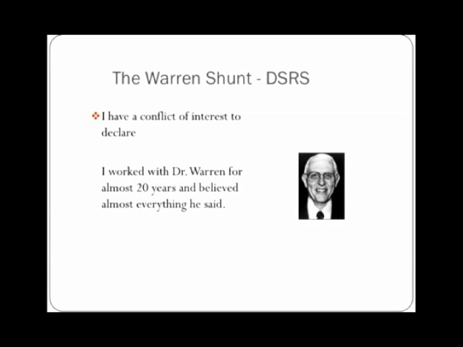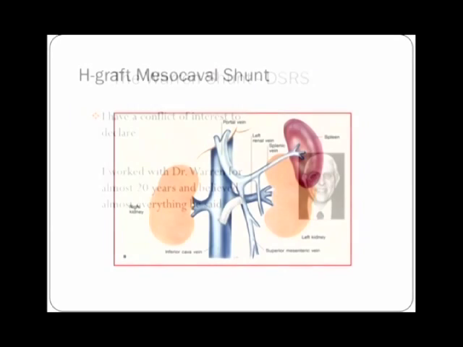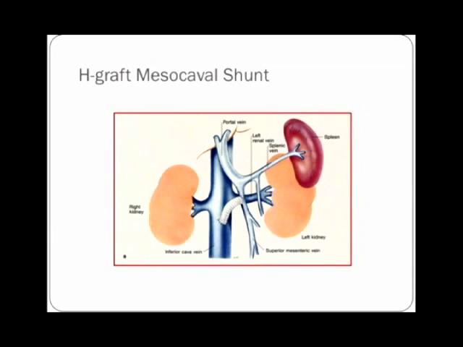Another thing is the Warren shunt, and I sort of have a conflict of interest to declare according to Dr. Warren. I worked with him for over 20 years and really believed almost everything that he said. A lot of you won't be familiar with the Warren shunt, but Emory became quite a center for treatment of portal hypertension. Warren went ahead and had several prospectively randomized trials between the Warren shunt, which is a selective shunt, and non-selective shunts. This is an H graft, a mesocaval shunt to control portal hypertension.